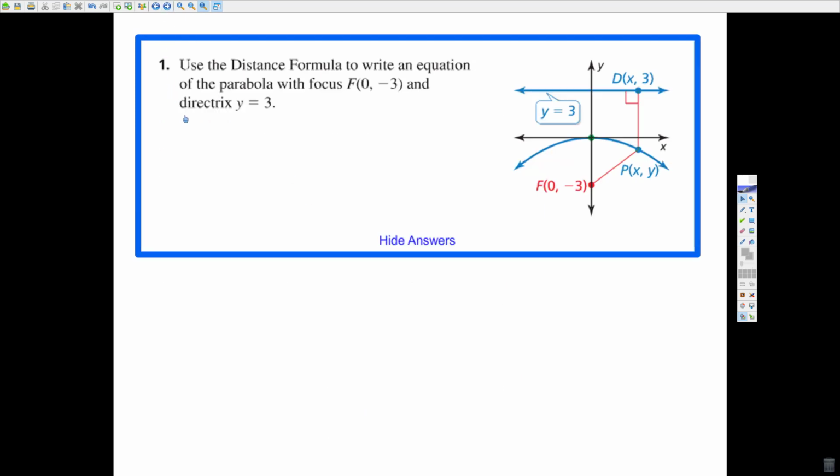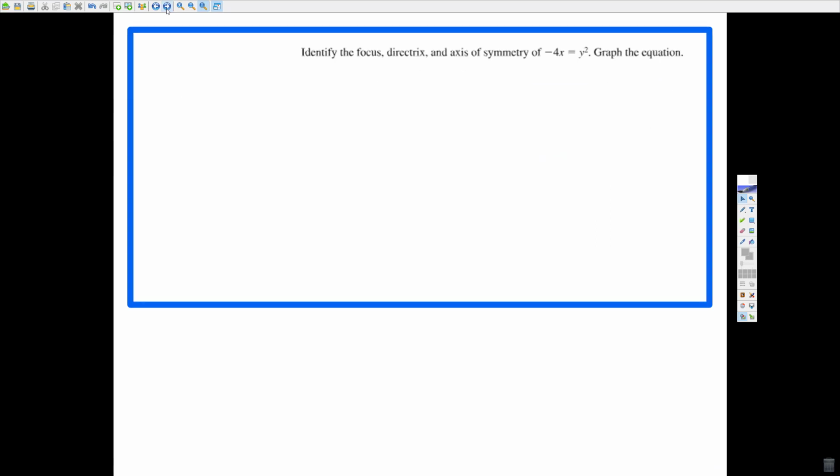On your own paper, please complete this problem. Use the distance formula to write an equation of the parabola with a focus at 0, -3, and directrix at y equals 3. If you need to rewind and look at the other problem, please do so now. Lastly, I want you to get this problem down.